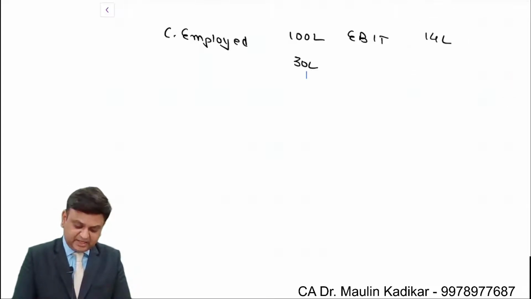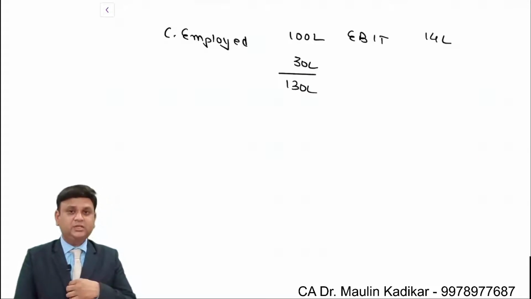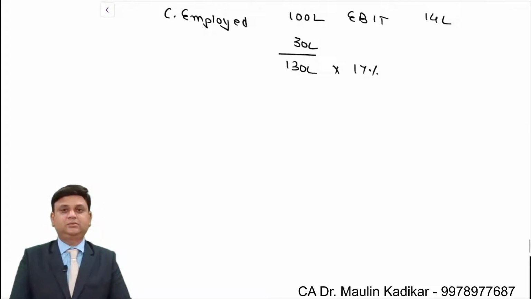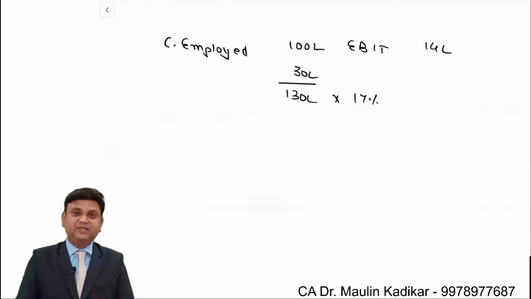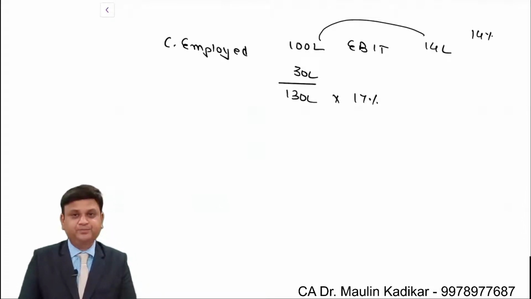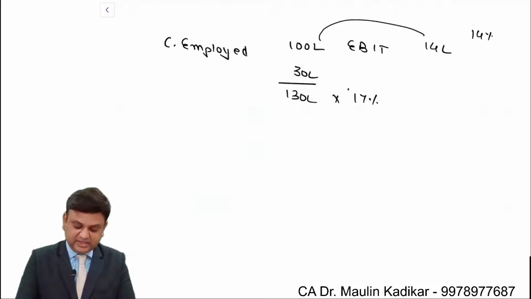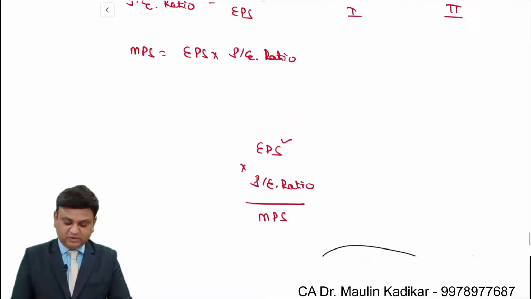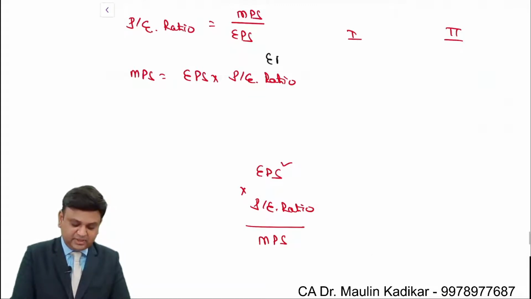The question says that on this 130 lakhs, listen carefully, you will earn at the rate of 17%. From where does the 17% come? Right now the rate of earning is 14, and 14 plus 3 comes to 17. So we understand that you will earn at the rate of 17% on the entire 130 lakhs. That is the way you are required to compute the earning before interest and taxes for the first plan and second plan.